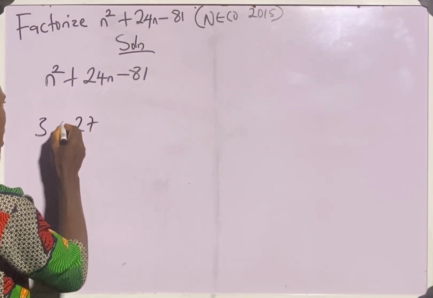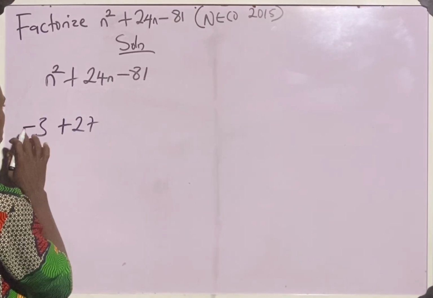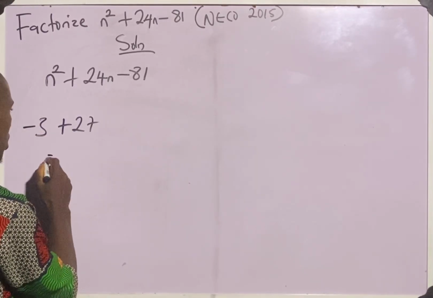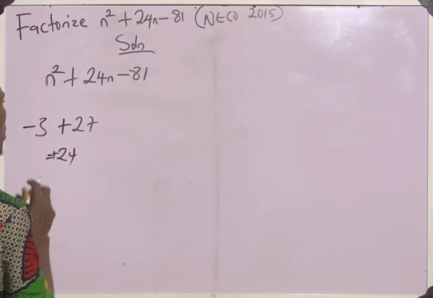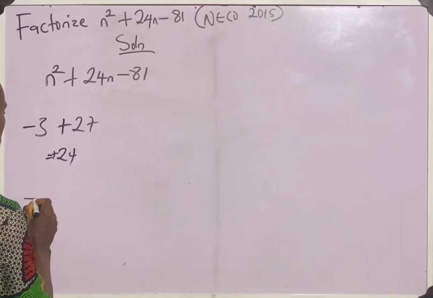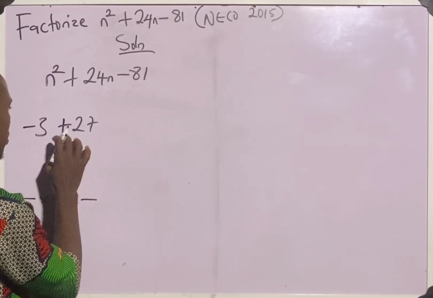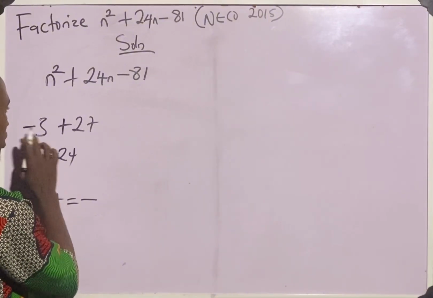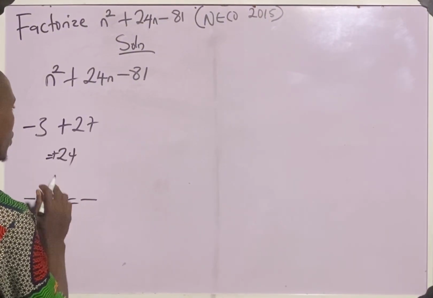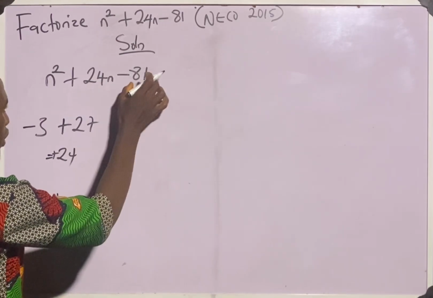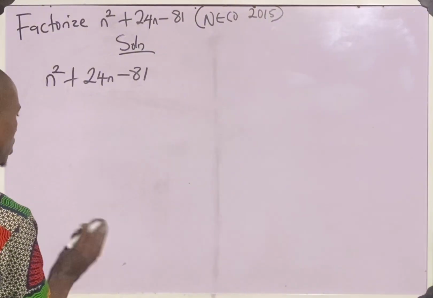We know that the higher number should have a plus and the lower number should have a minus, so that minus 3 plus 27 will give us plus 24. Then when we multiply, minus times plus gives us minus, so minus 3 times 27 will give us minus 81. Now you see we have gotten our plus 24 and our minus 81. So we're working with minus 3 and plus 27.